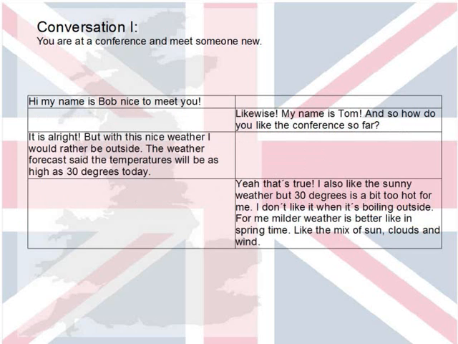Now it is Bob's turn again. It is alright, but with this nice weather I would rather be outside. The weather forecast said the temperatures will be as high as 30 degrees. Then Tom's answer: yeah, that's true. I also like the sunny weather, but 30 degrees is a bit too hot for me. I don't like it when it's boiling outside. For me, milder weather is better, like in springtime, like the mix of sun, clouds and wind.